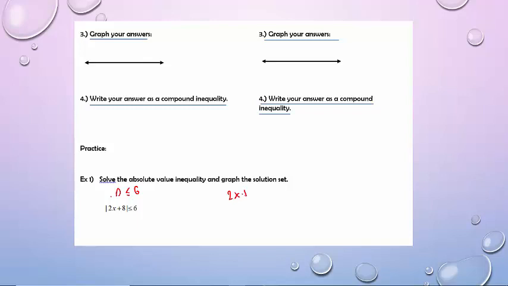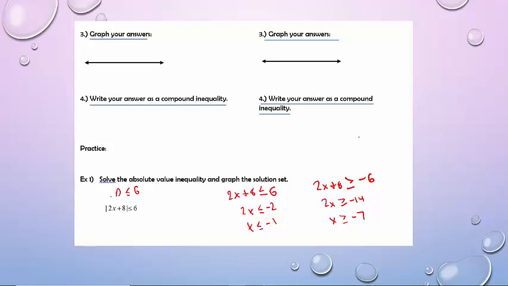So 2x plus 8 is less or equal to 6. Case 2, 2x plus 8 is greater or equal to negative 6. So again, we flip our sign and we change it to a negative. So this will cover all negative and all positive versions of what gets a distance of 6. So over here, 2x would be less or equal to negative 2, which means x is less or equal to negative 1. Over here, we get 2x is greater or equal to negative 14, which means x is greater or equal to negative 7.